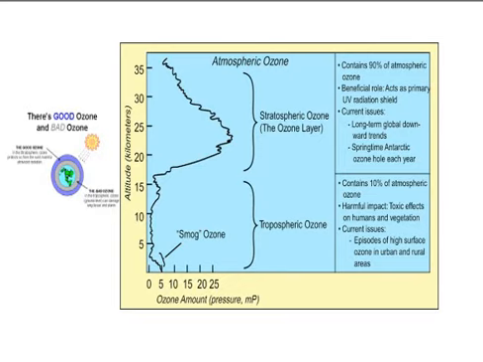Then the stratospheric ozone layer, the ozone bearing layer, or we describe the tropospheric ozone, contains 10% of atmospheric ozone. That is, smog and other pollutants are here to destroy the ozone. A harmful impact of this ozone destruction is toxic effects on humans and vegetation.